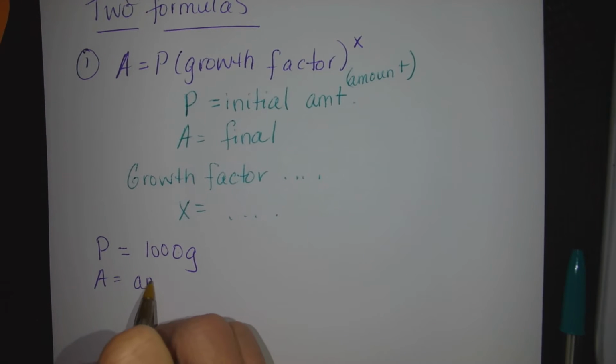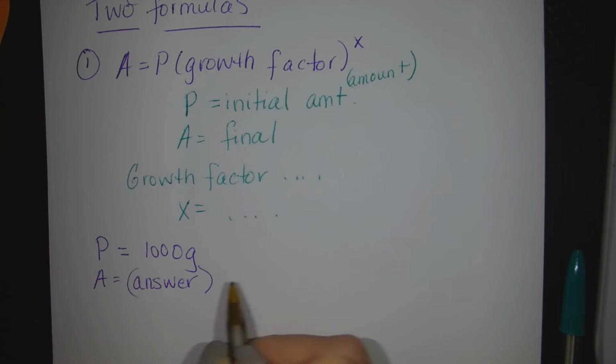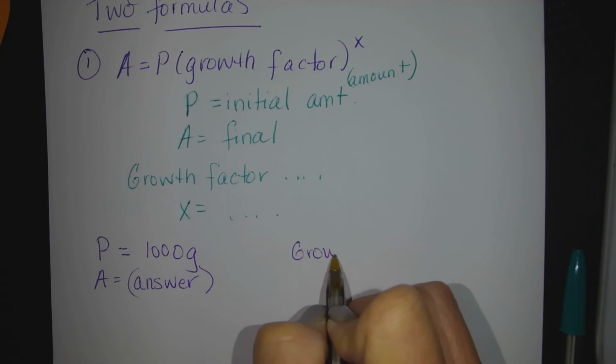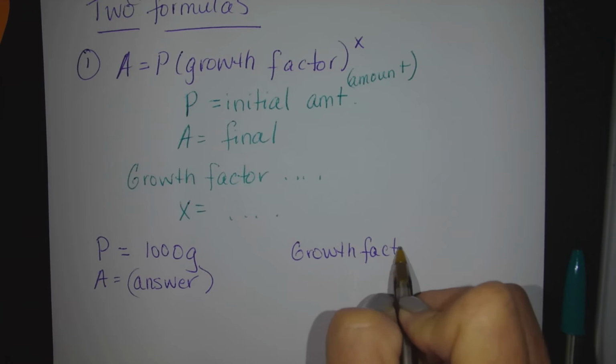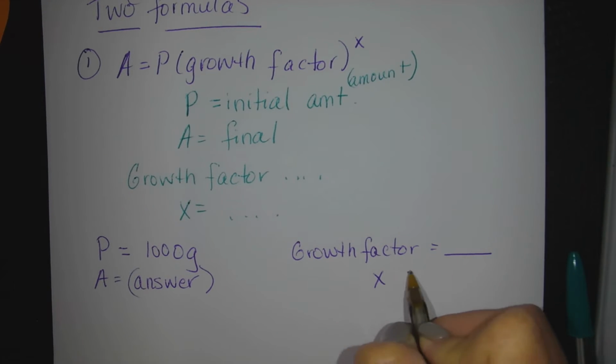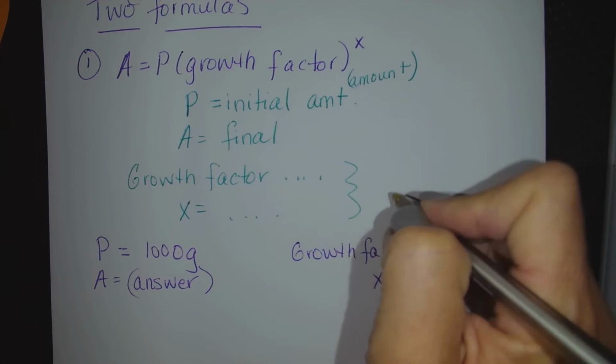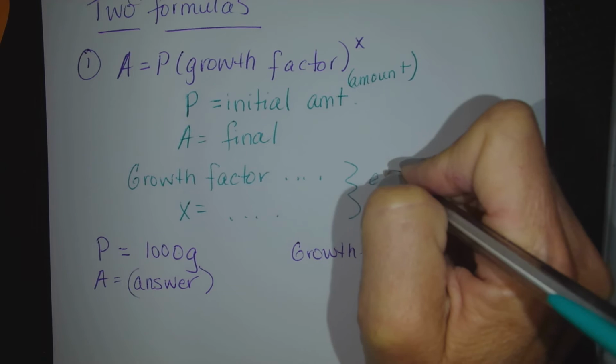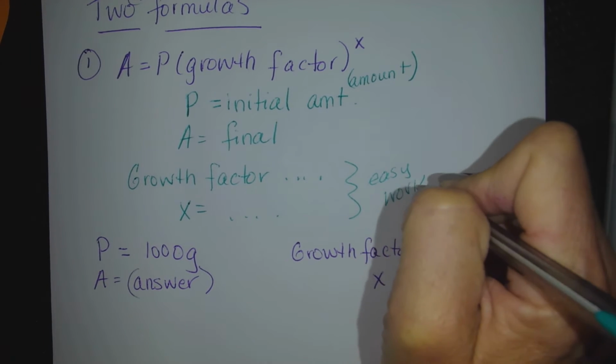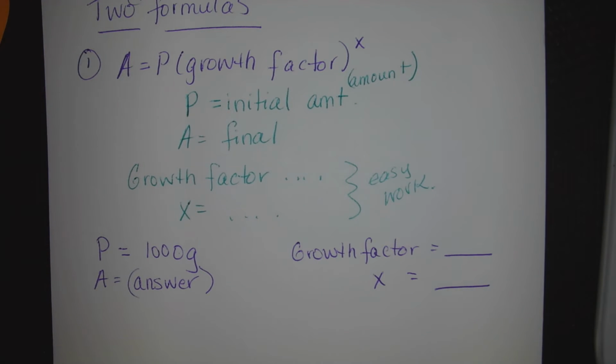Our A is our answer, so we don't know that yet, right? So now we need to focus on the growth factor and X. Okay. Please notice X is an exponent. Okay, does everybody see that? Okay, we're still dealing with exponential functions. Now the work comes in. This is where I'm going to even write easy work. Okay. The key word here is half-life.